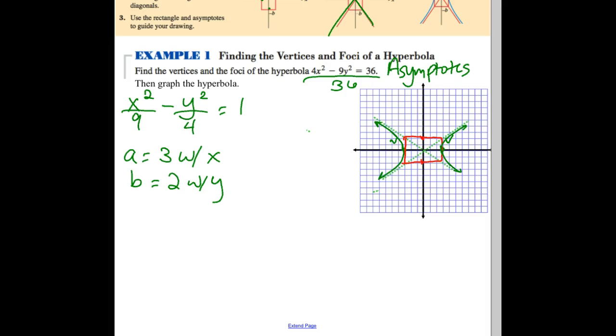Now, we've got our picture drawn, but we have to go back and give the information that they asked for. What would the coordinates be for my vertices? Perfect. Okay. And again, when it's centered at the origin, we can combine those just into one ordered pair, even though it represents 2.